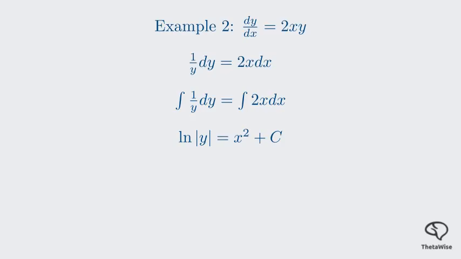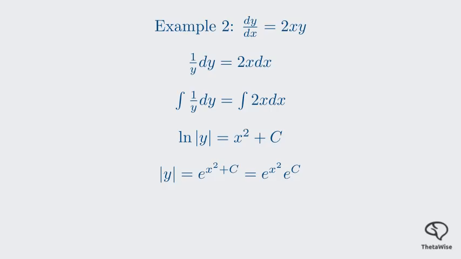To solve for y, we exponentiate both sides using the base e. This gives us the absolute value of y equals e to the power of x squared plus c. Using exponent rules, this is e to the x squared times e to the c. Since e to the c is just a positive constant, we can replace it with a new constant, a.